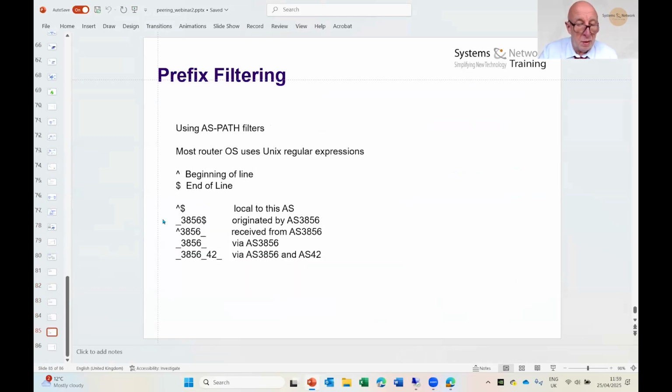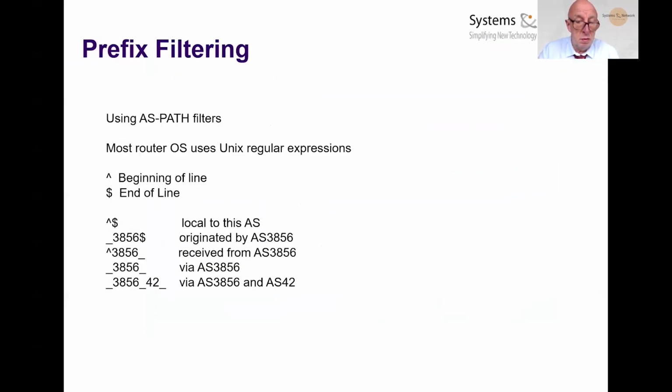Right. Finally got back to it. So here, local to this AS, there's nothing there. Here, originated by AS3856, there it is, the end of the line here, and just a separator that is only looking for 3856. That separator prevents you finding 13856, 23856, 73856, that kind of thing. And then information received from 3856 underscore would prevent you getting 38560, 38561, etc. Then transited: information has transited through 3856.